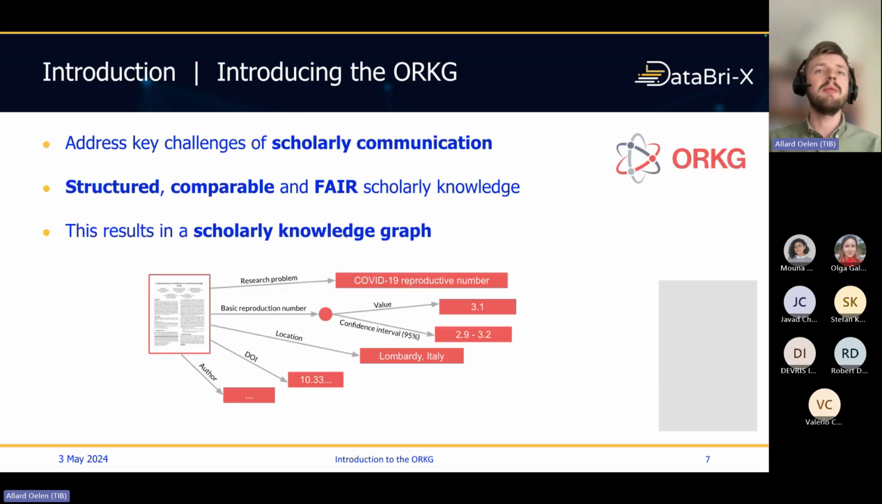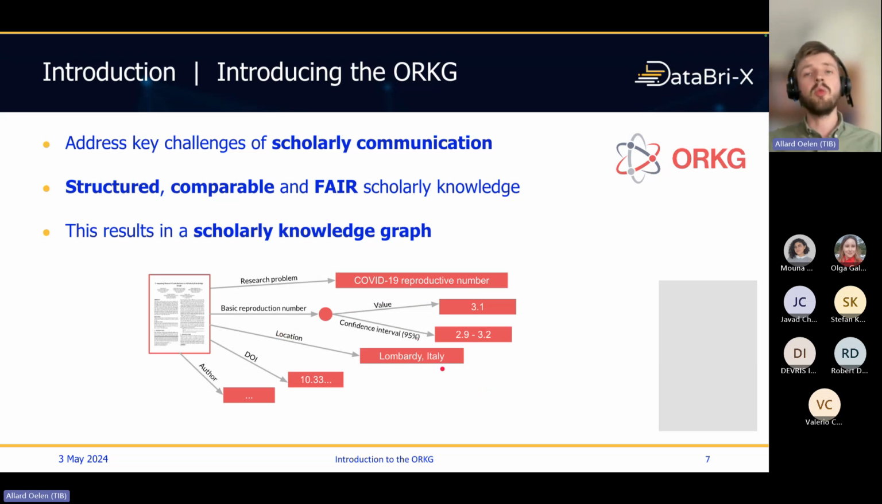We're trying to provide machine actionable scholarly knowledge, so machine actionable representations of papers, and ultimately providing FAIR scholarly knowledge. Here we can see that this results in a scholarly knowledge graph, hence the name Open Research Knowledge Graph. In this case, we can see an example. There is a paper here that addresses a specific research problem, in this case COVID-19. We'll use this as a running example from now on, COVID-19 reproductive number research. Here we can then see numbers that are presented, the basic reproduction number and a confidence interval.